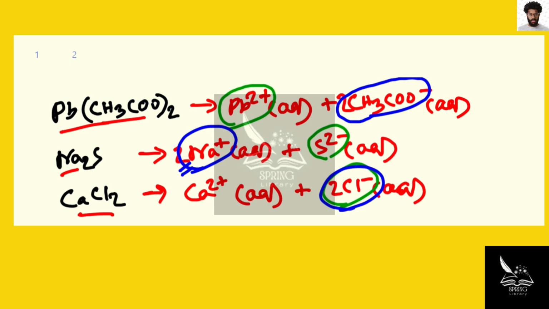Now we look for calcium. So two possible combinations for calcium are calcium acetate and calcium sulfide. And so we can write here calcium acetate and calcium sulfide.